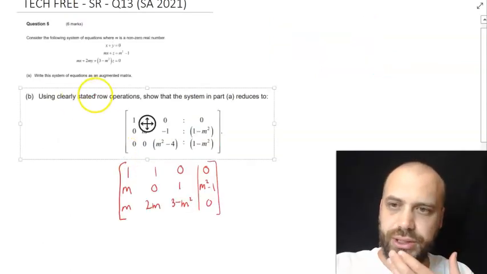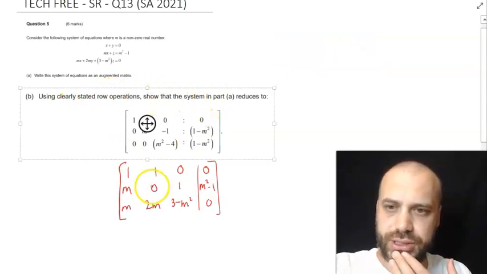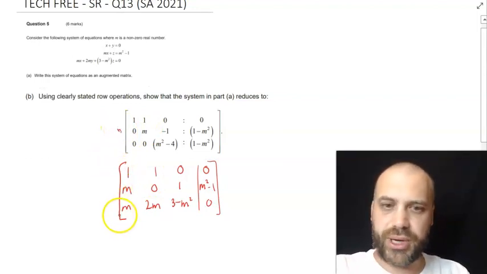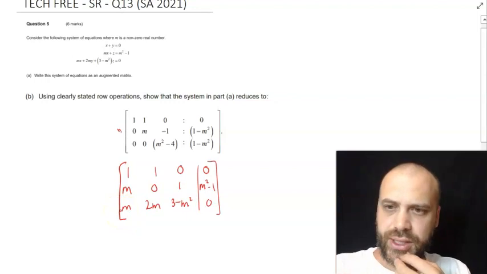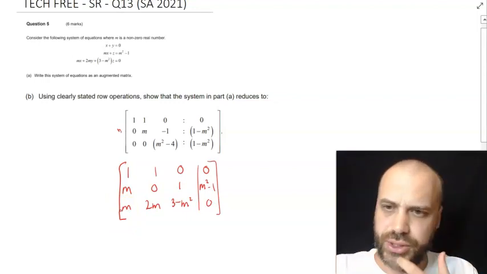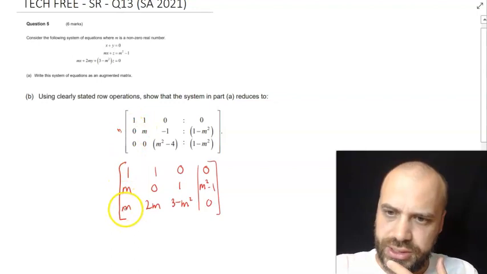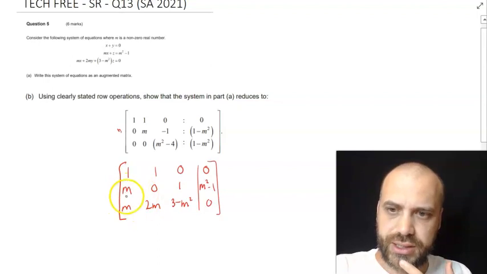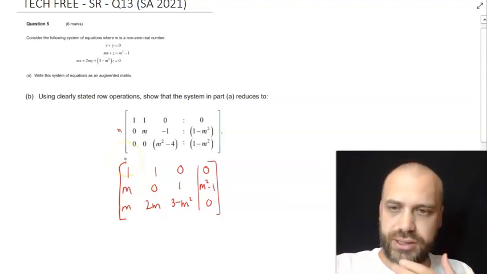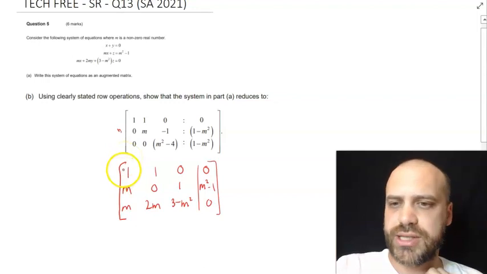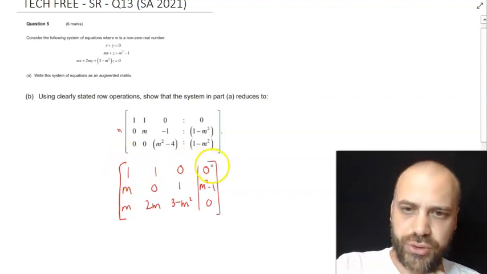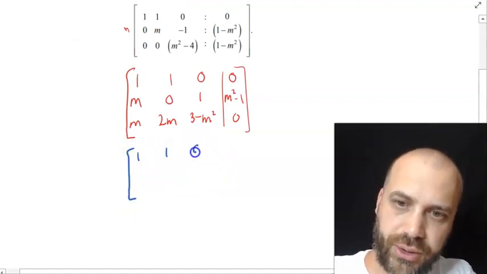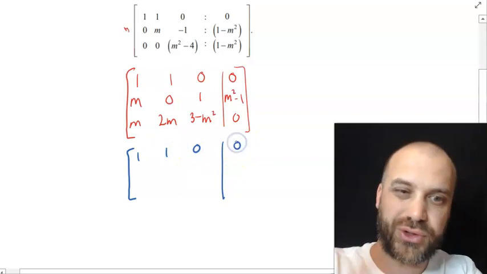Okay, so using clearly stated row operations, show that the system reduces to this thing here. So this is my answer to part A. I've just shifted that down. Now, what row operations do I need to do? So I'm trying to get this, and this to equal 0. So first step, let's try to get these and these to equal 0. The way to do that is to subtract some multiple of row 1. So don't have to think too much before we really get going here, because we still have to write out the first row when we do this.